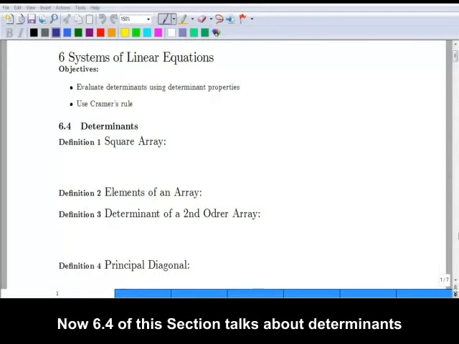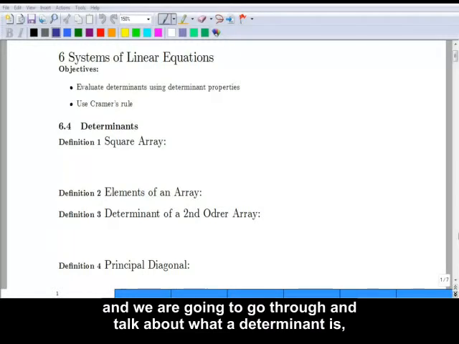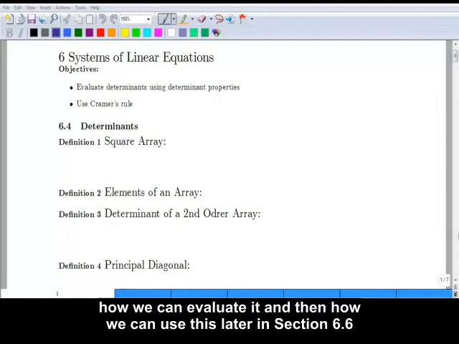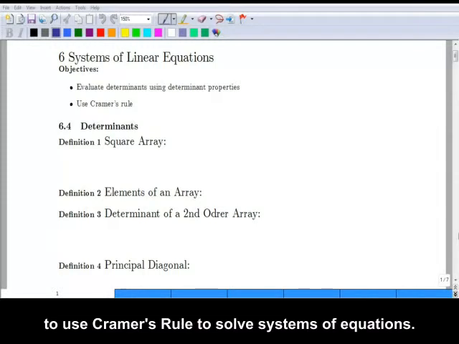Now, 6.4 of this section talks about determinants. And we're going to go through and talk about what a determinant is, how we can evaluate it, and then how we can use this later in section 6.6 to use Cramer's rule to solve systems of equations.